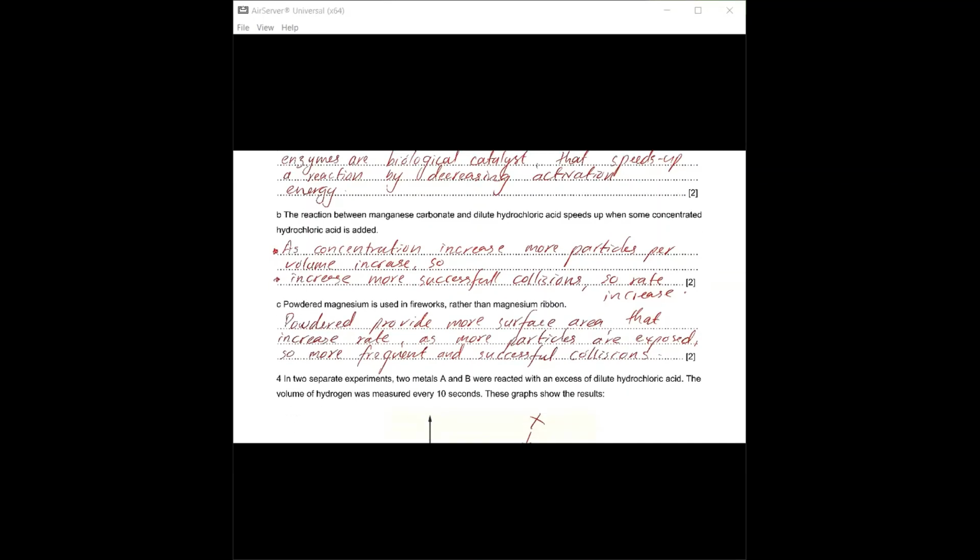B part. The reaction between magnesium carbonate and dilute hydrochloric acid speeds up when some concentrated hydrochloric acid is added. So as the concentration increases, you are increasing the particles per volume. So it will increase the frequency of the collision, increase the successful collisions, so the rate increases. So the collision part should be there, okay? Powder magnesium is used in fireworks rather than magnesium ribbon. Powder provides more surface area. So that means more particles are exposed. So that means more frequent collisions, more successful collisions, rate increases.